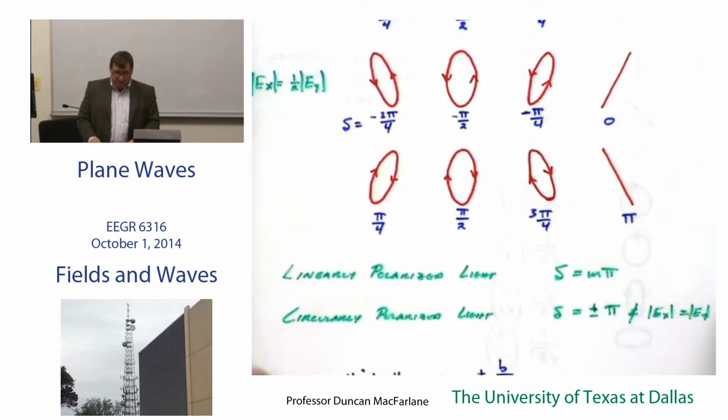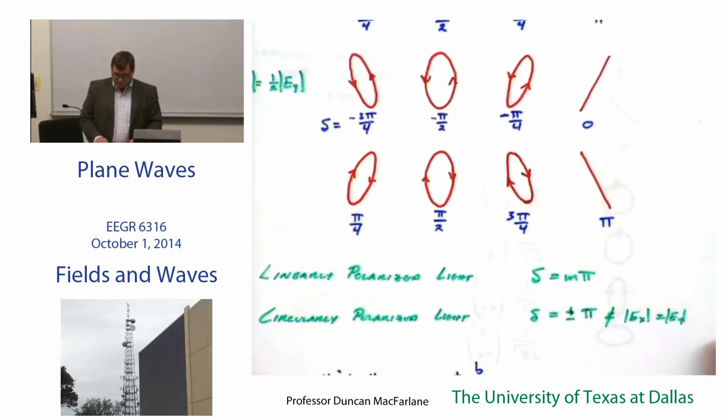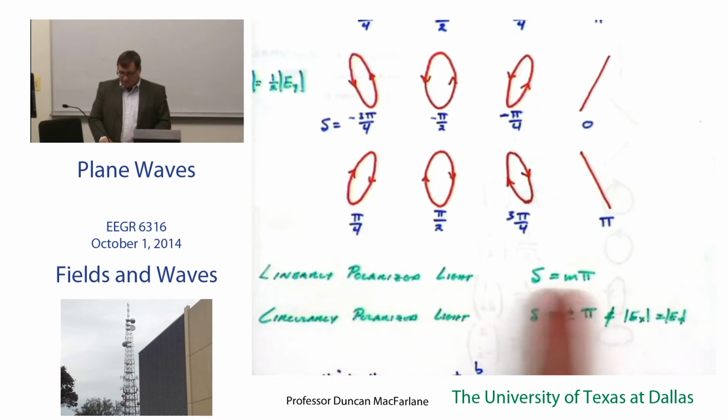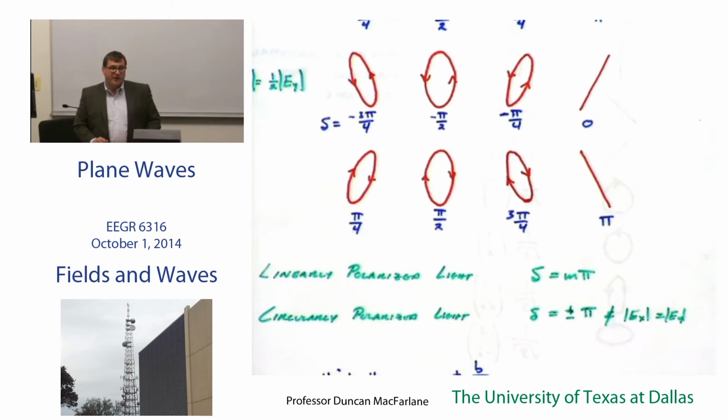Some rules, I guess, if you want to memorize. I don't. But linearly polarized light is integer values of pi for the phase shift. Circularly polarized light, you have to have the magnitudes of the two waves equal, and you have to have a plus or minus pi. Or maybe that should be plus or minus pi over 2 on that.